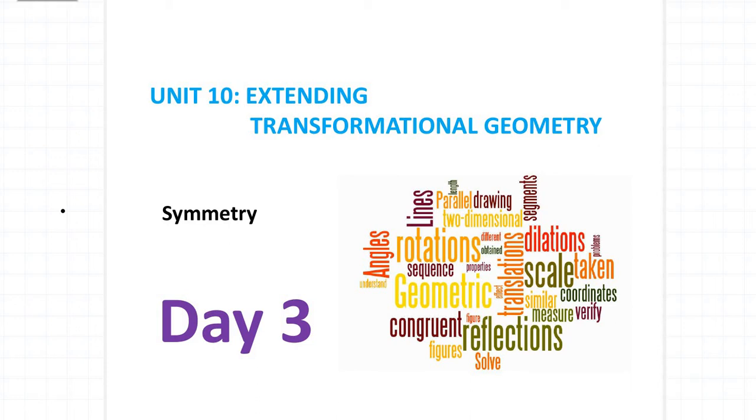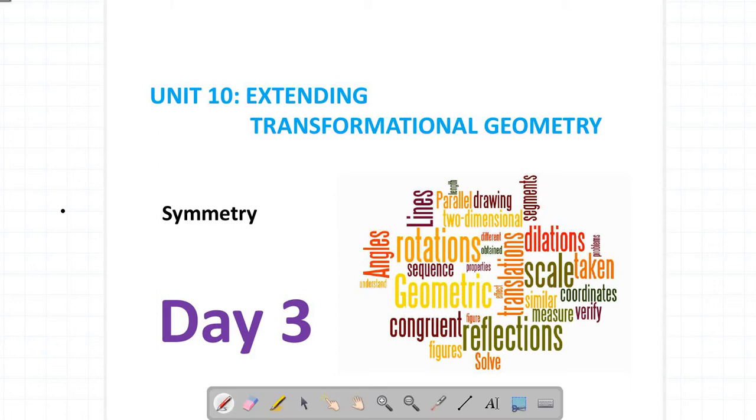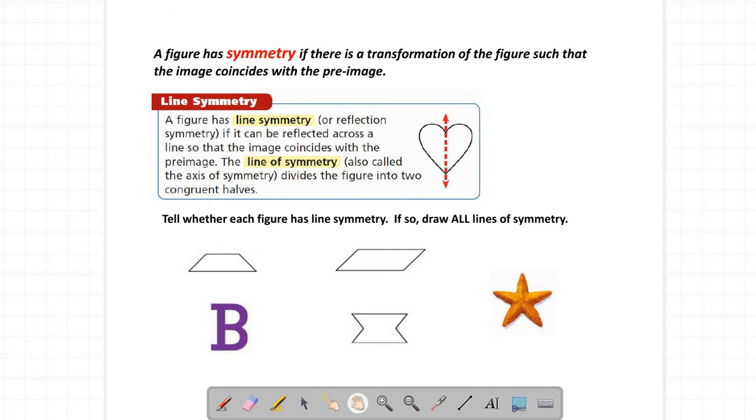Students, this morning we're going to be talking about Lesson 10.3, Symmetry. First, we're going to be talking about four different kinds of symmetry: line symmetry, plane symmetry, rotational symmetry, and axis symmetry. Line symmetry is the simplest.